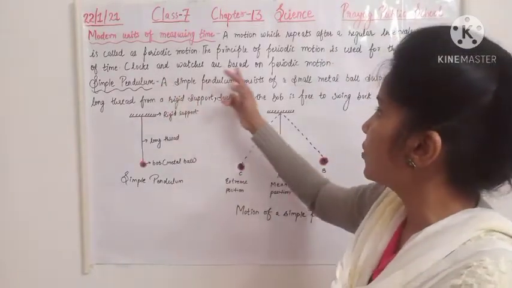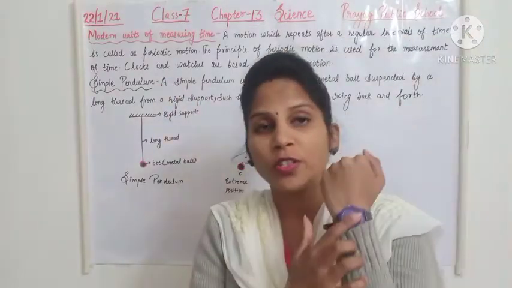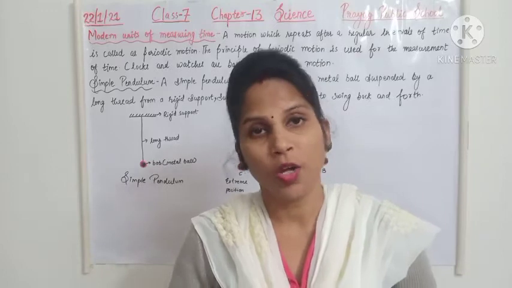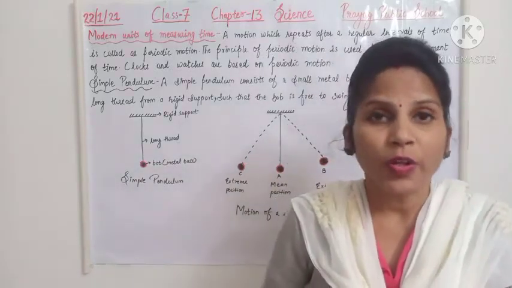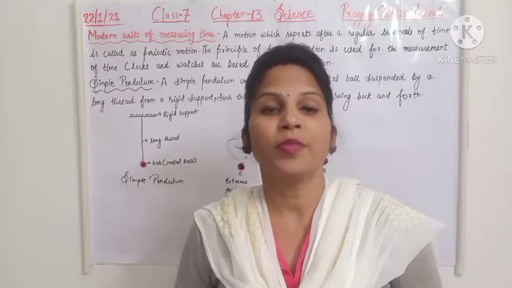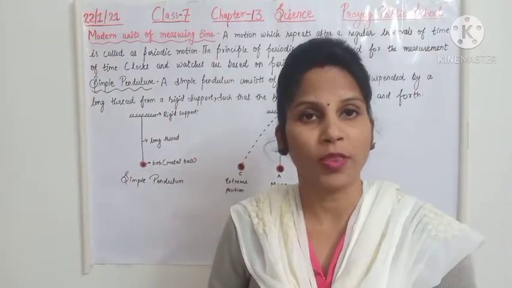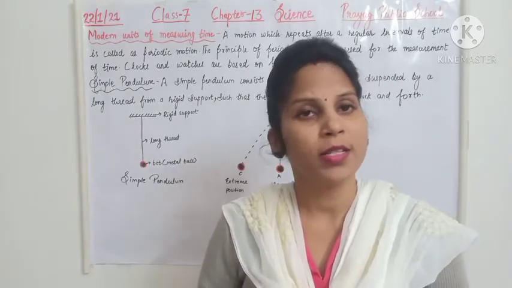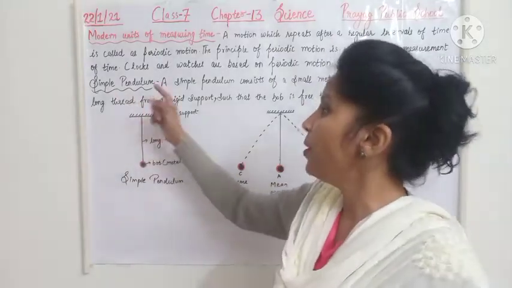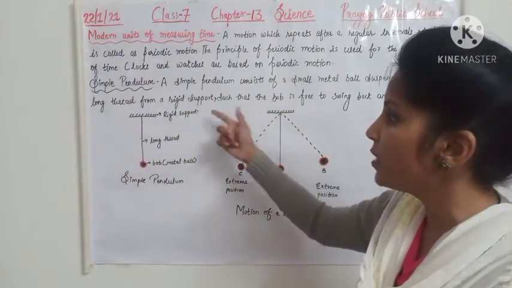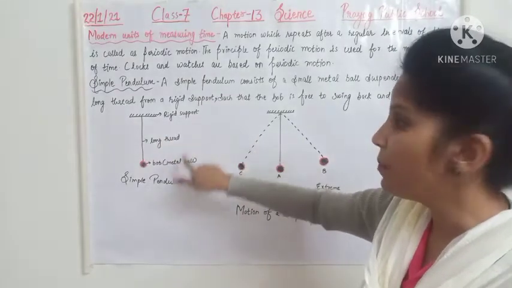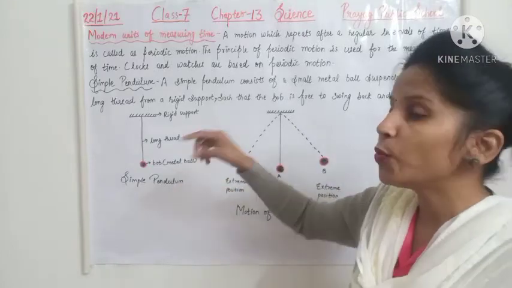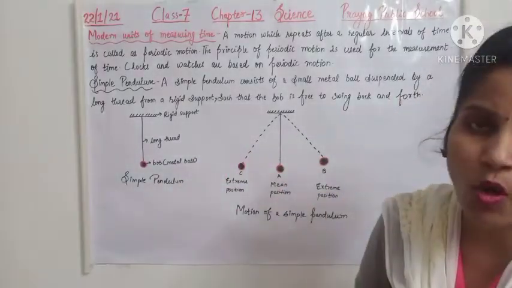Clocks and watches are based on periodic motion. All the watches and clocks that we are using in our home are based on the principle of periodic motion. In this periodic motion we will study the simple pendulum. Let's see what a simple pendulum is and how it works. As you can see in the figure, there is a rigid support, a strong long thread, and a bob, that is a metal ball, suspended from it.